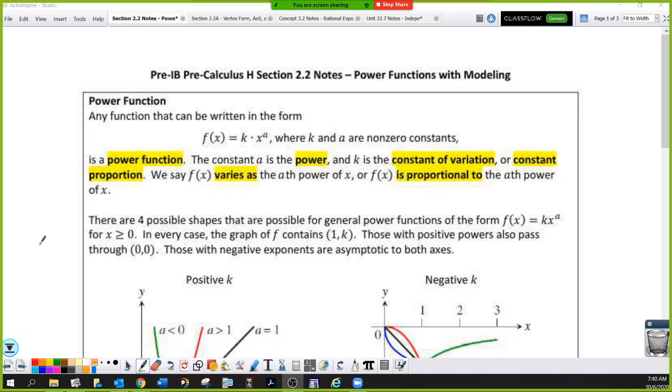Again, all knowledge is worth having, but the modeling, so to speak, is going to be the only thing that I'm going to test you on. And it's really not going to be hard. So what exactly is a power function?